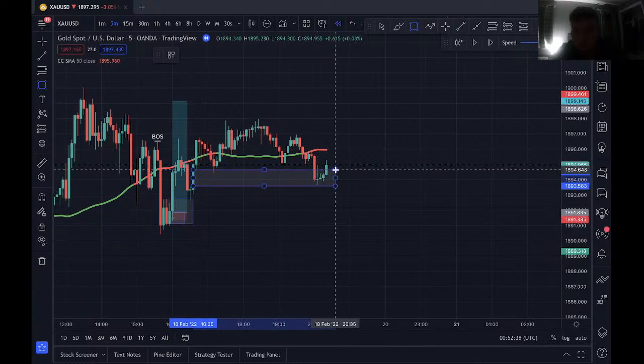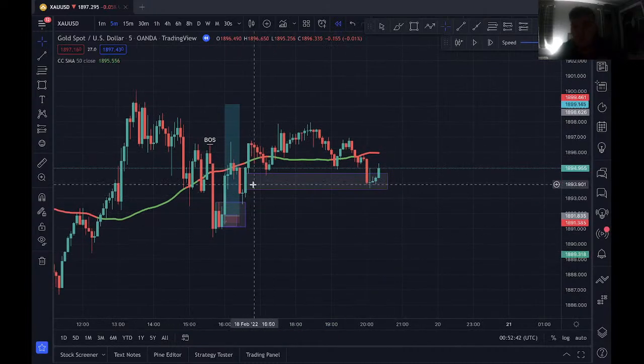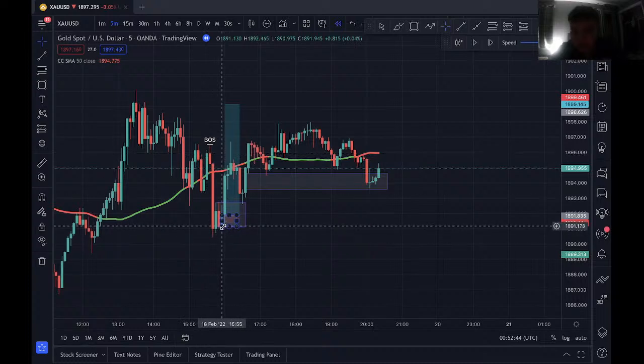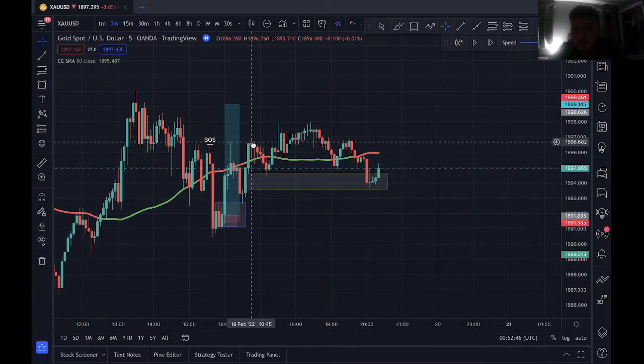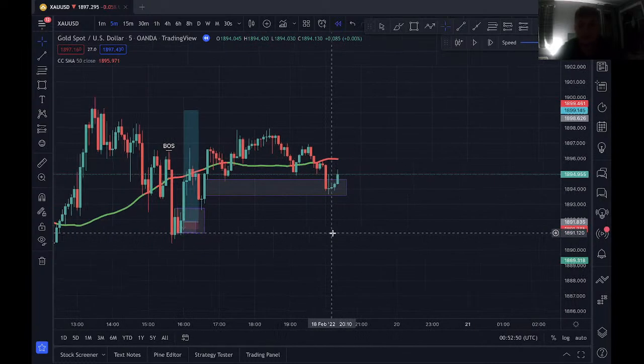So you see how price is working. It's just filling imbalances on the way on the 5-minute chart. Big imbalance, fill. Big imbalance, fill. Big imbalance, fill. So again, this was a big imbalance as well here, fill.